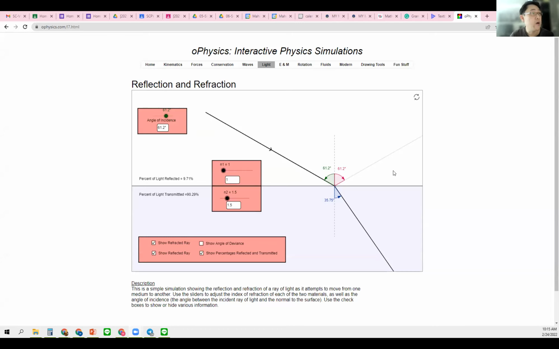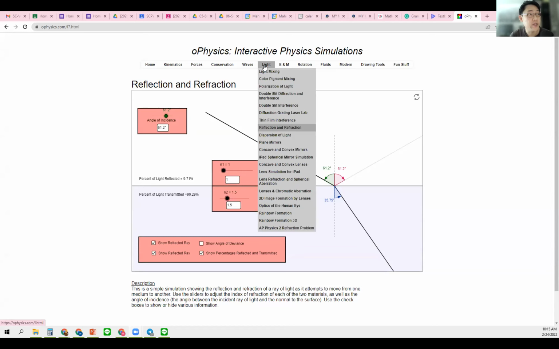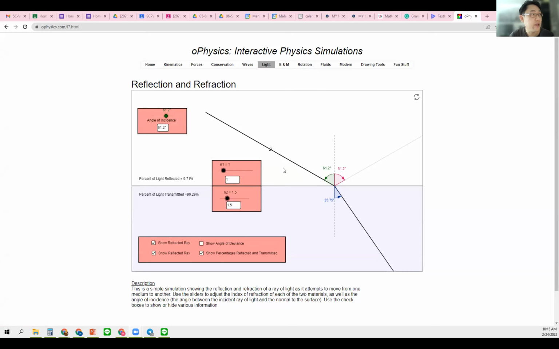Here we go. What you can see is I picked the one that shows the reflection and refraction. Just like the previous simulation, if you look at the menus up here, there are a lot of simulations that you can use to help you understand more of the material that we are discussing right now. What we have here is just the refraction, and I have to adjust the incident angle using this slider over here.